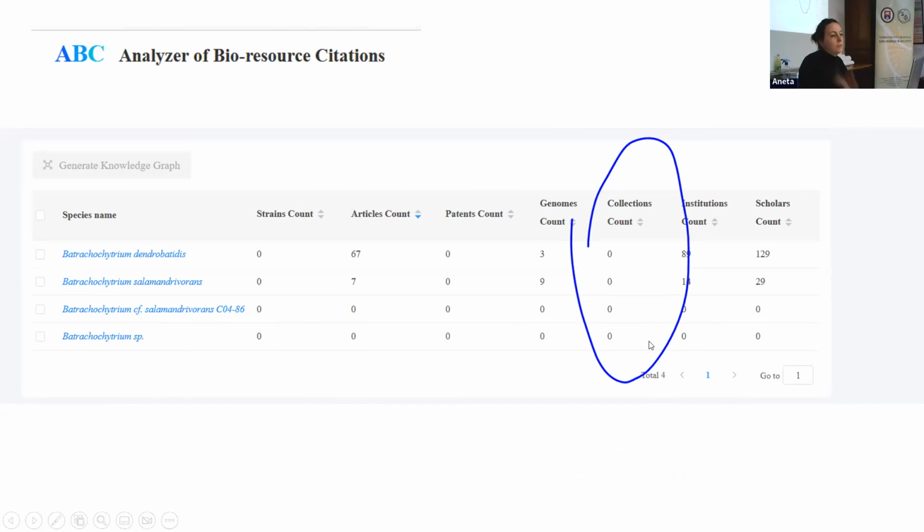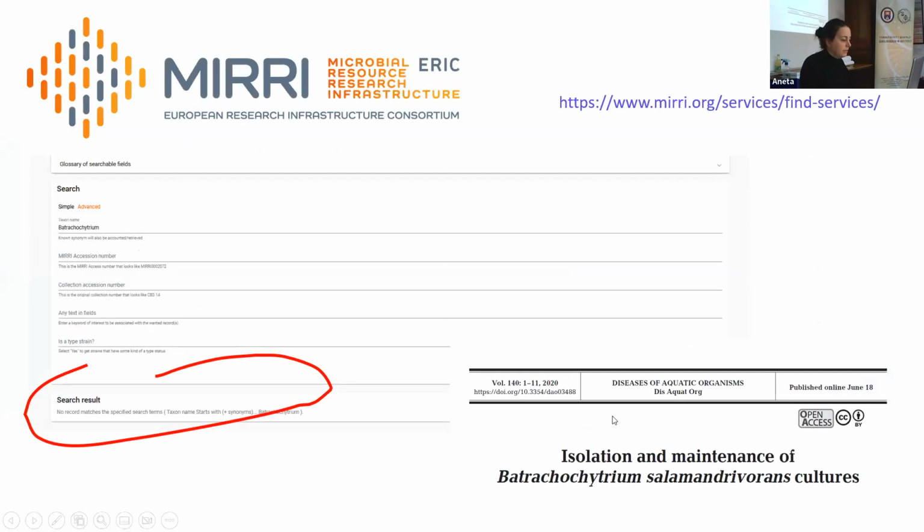It is causing a lot of problems for the conservation of amphibians, but currently none of these strains are available, not even in MIRRI. I found a paper saying that this species can be cultivated in pure culture. I don't know if the methods are correct, but currently there are none in these big networks. Perhaps there are other repositories in which you can browse for these strains.